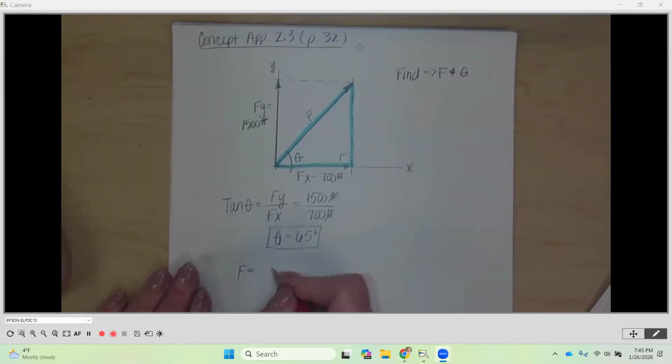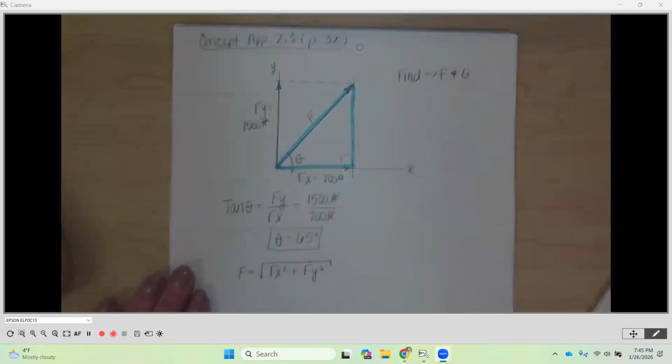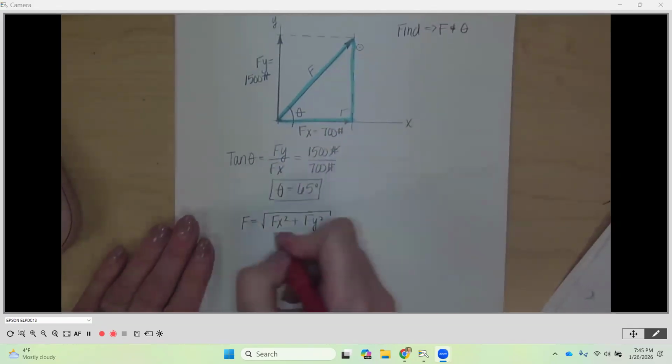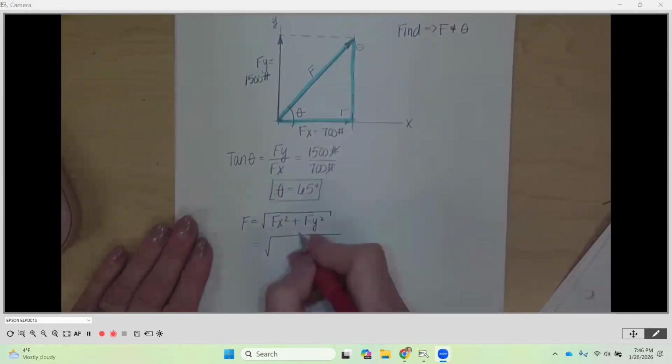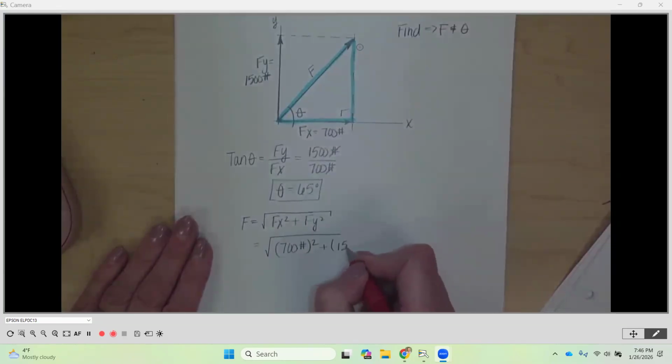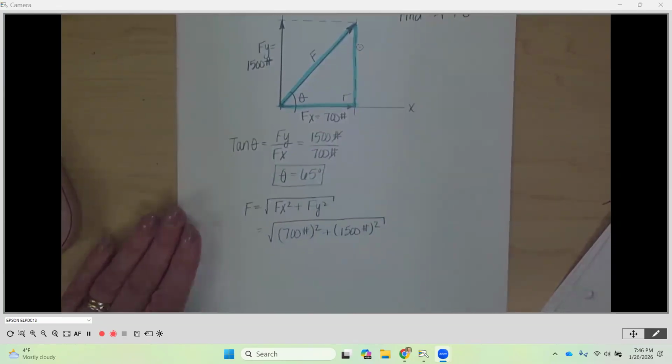F is going to be equal to the square root of Fx squared plus Fy squared, right? Okay. So now putting our values in here, it's going to be the square root of 700 pounds. Make sure you put your units in there. You could put lb if you wanted to, plus 1,500 pounds, and both of those are squared. What do we get for a force?